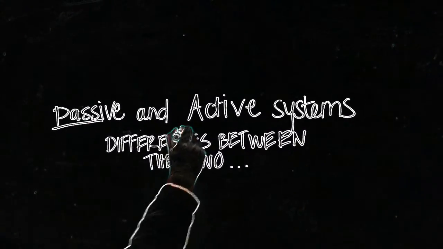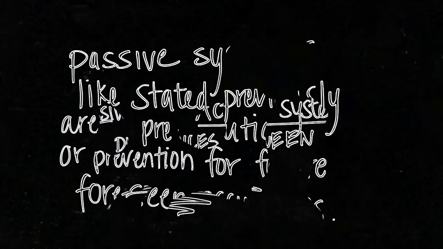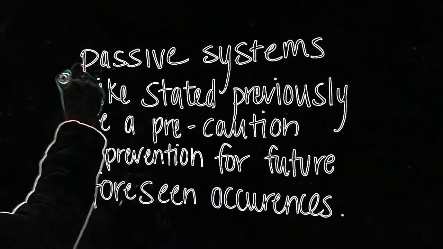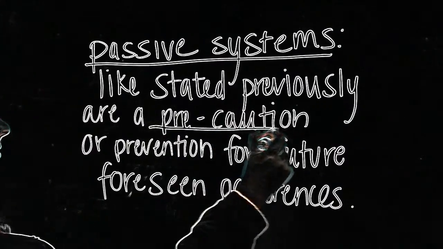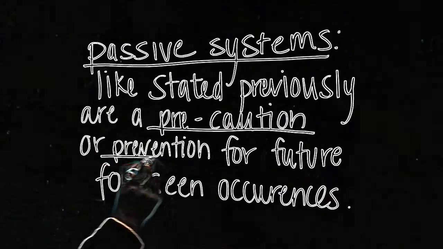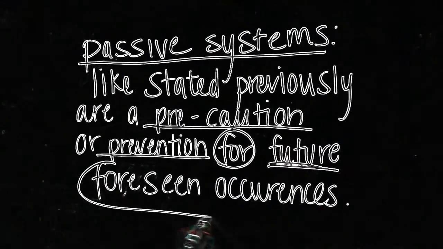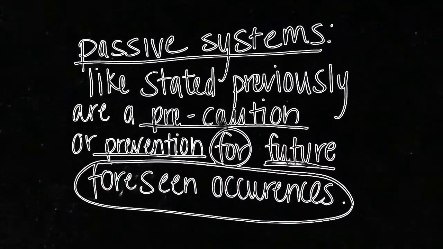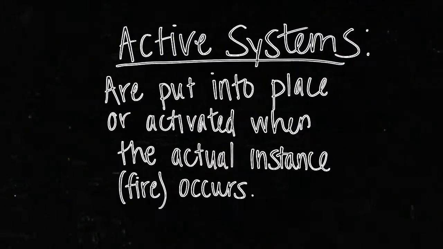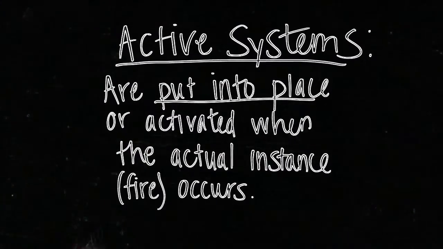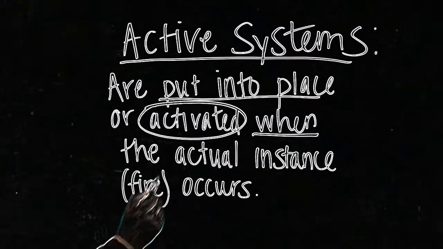Passive and active systems, the differences between the two. Passive systems, like stated previously, are a precaution or prevention for future foreseen occurrences. Active systems are put into place or activated when the actual instance, in this case a fire, occurs.